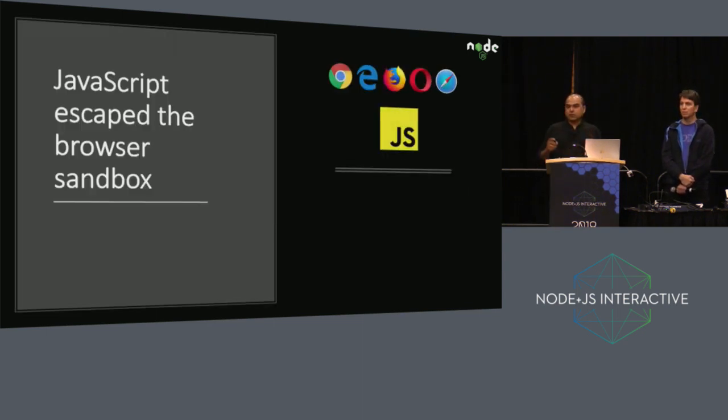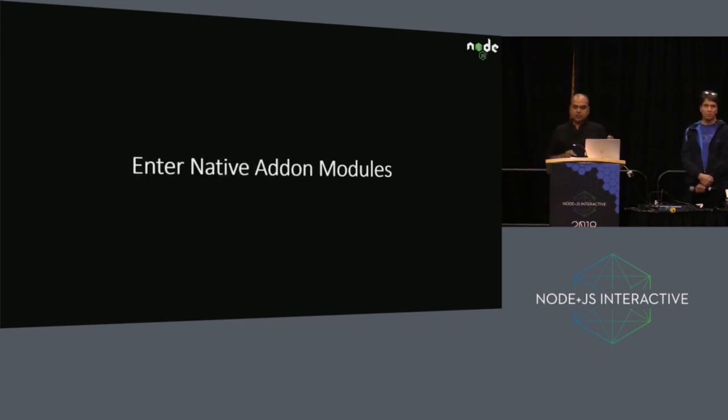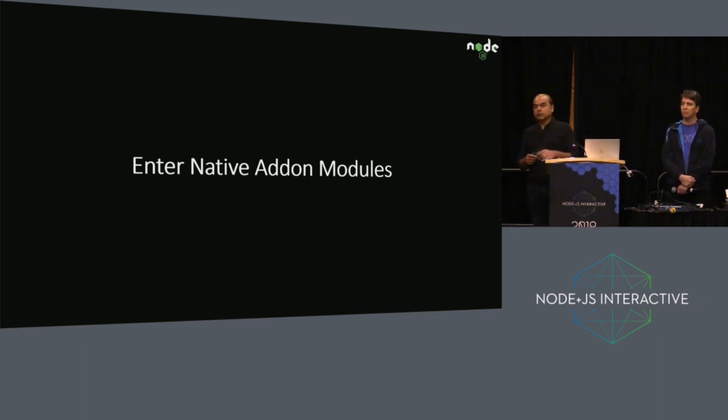So a long time ago, JavaScript was tied to the browsers, but somewhere along the way, it escaped the browser sandbox and landed on the server. And Node.js revolutionized the use of JavaScript on the server, and to meet these new demands of server applications, it was important for Node.js developers to take advantage of the native capabilities from the platform. So hence the use of native add-on modules. It allowed developers to extend the capabilities of Node.js by building native libraries and exposing them to JavaScript.